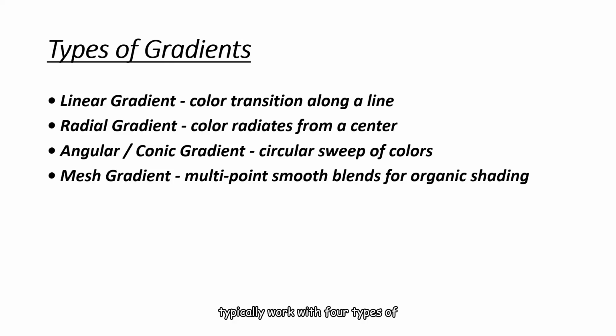We typically work with four types of gradients. Linear gradients flow across a straight line. Radial gradients spread from a central point. Conic or angular gradients sweep around a center like a color wheel. And mesh gradients give us complete control for smooth, organic color blending. Each type serves different creative purposes.